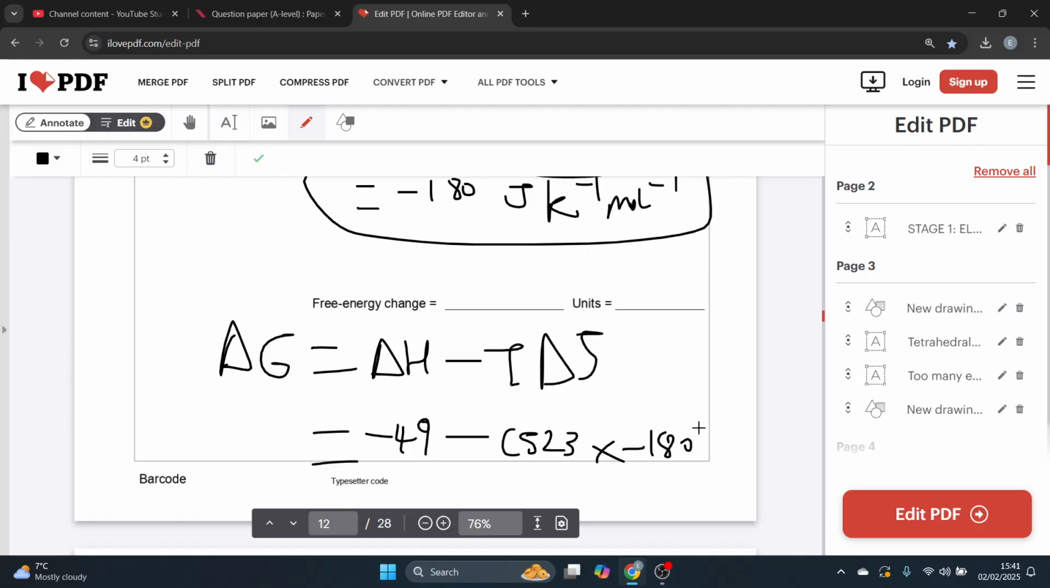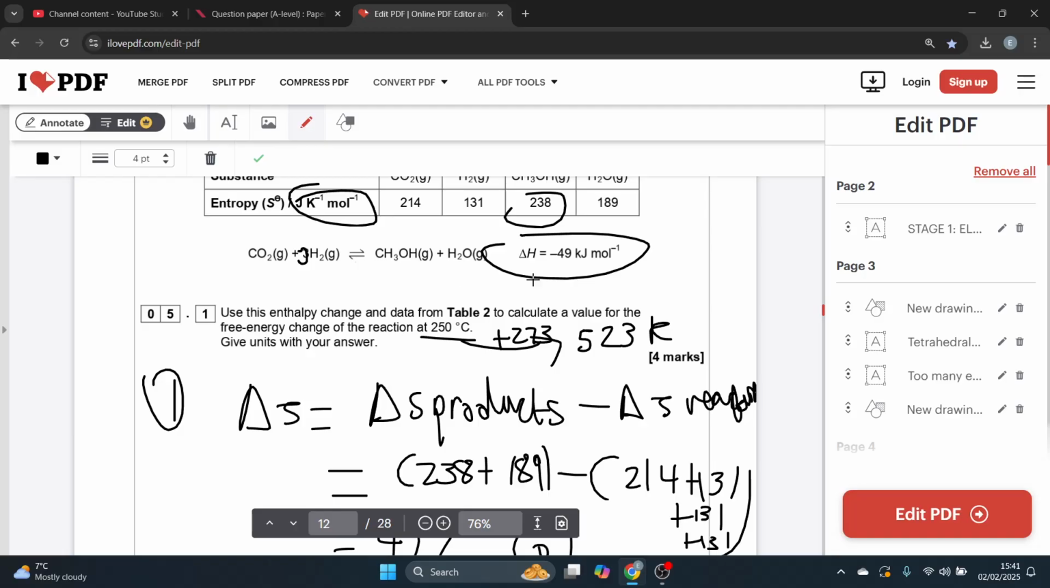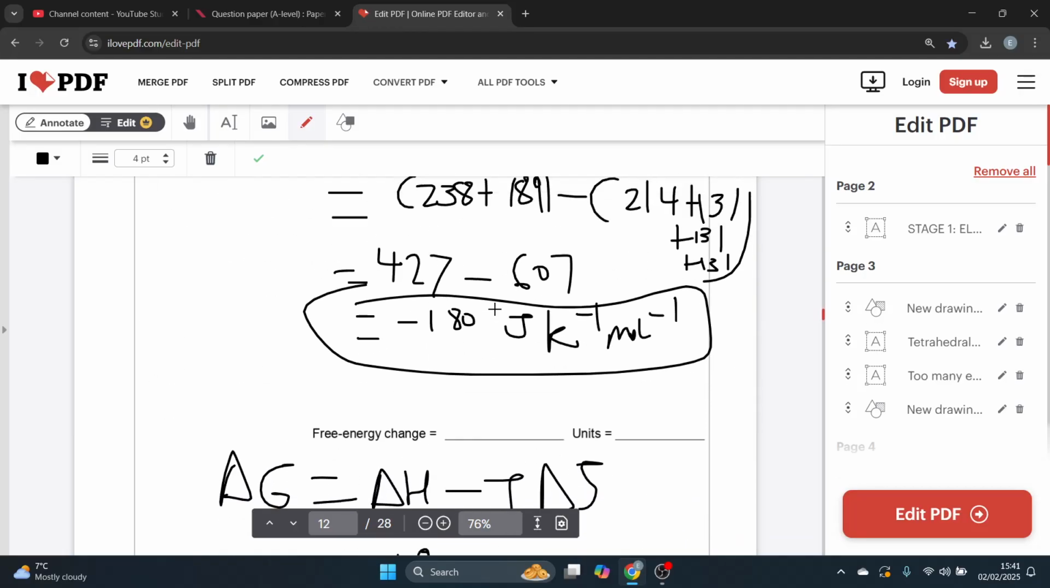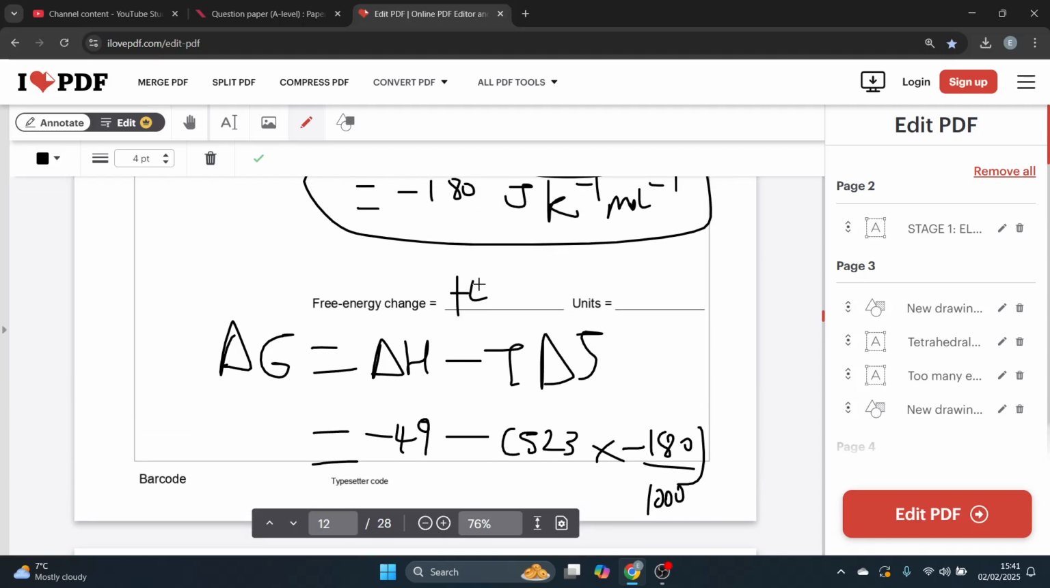And here's the tricky part. I want my Gibbs free energy change. I need to divide this by 1000, I think. Yeah, I need to divide by 1000. So minus 180 divided by 1000. 523 times minus 180 divided by 1000, and I get 45.1. So positive 45.1 units kilojoules mole to the power minus 1.